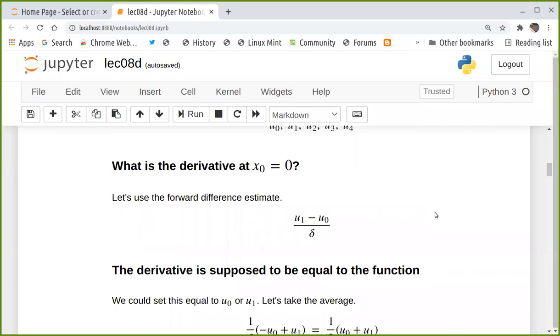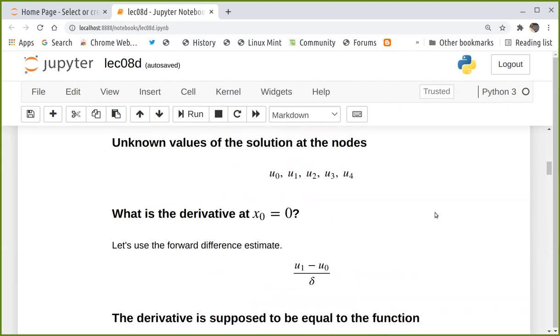So what's the derivative of y is what we would like. Well, then we'd say, okay, what's the derivative of u, this approximation? Well, we need the approximations of those. So the forward difference estimate would be u1 minus u0 over delta. We can't do a backward approximation at the initial point of the interval because there's no point behind it. That would take us outside of the interval. Okay, so is that okay? Yes, sir.